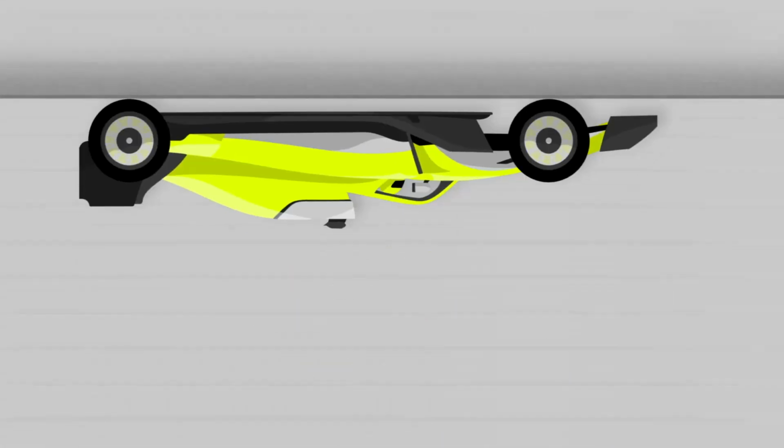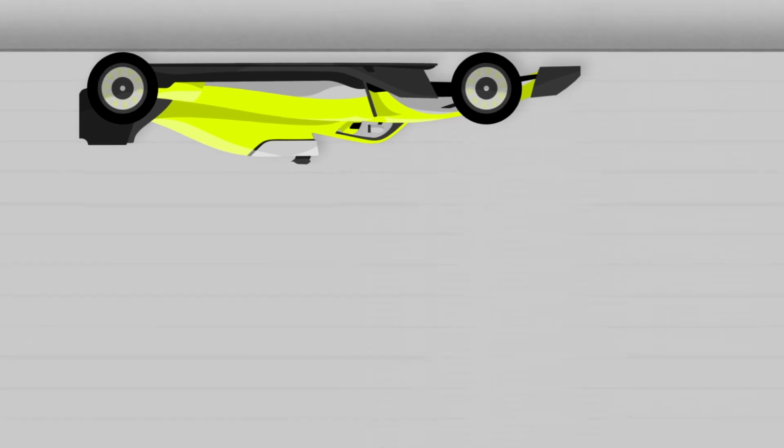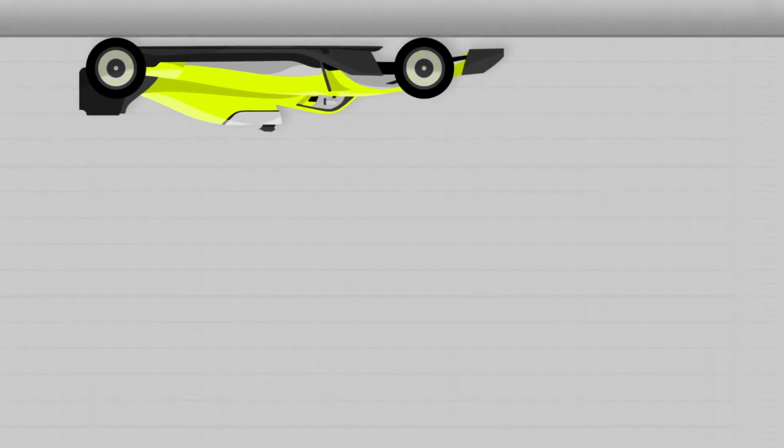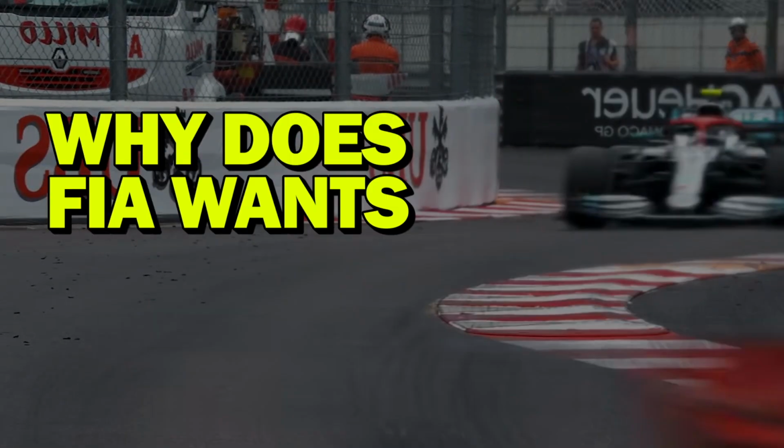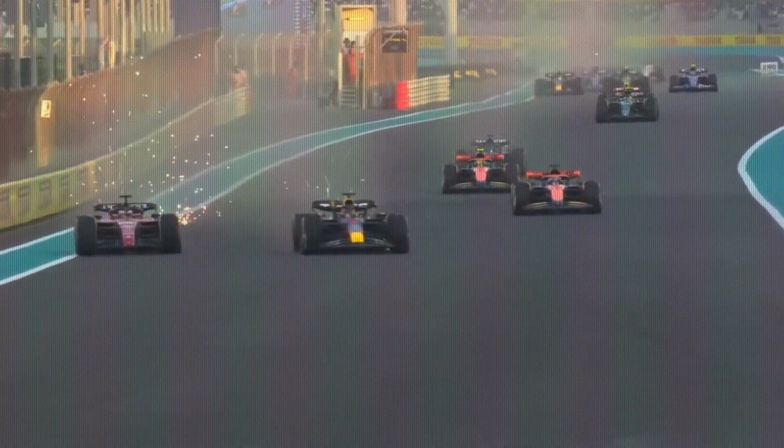Fun fact, in theory, F1 cars can literally drive upside down due to the amount of downforce applied to them, although no one was brave enough to test it. If downforce helps a car's handling, why does the FIA want to limit it? Well, downforce is not as good a boy as it seems.